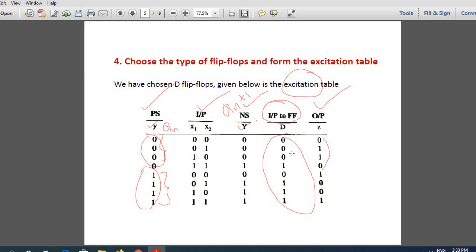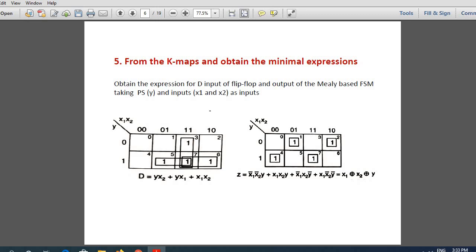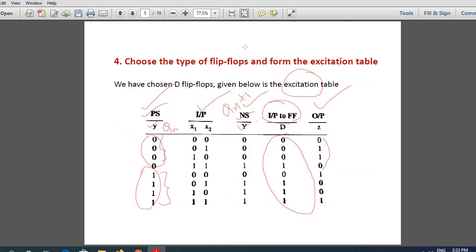So based on your excitation table of D flip-flop, by taking the present state and the next state, you can get the input to the flip-flop. So this table is almost complete now. Now you can obtain the K-maps. You obtain the K-maps using present state and input. Present state is small y, input is x1, x2. By taking these three combinations, you are creating the K-map for D and Z separately.